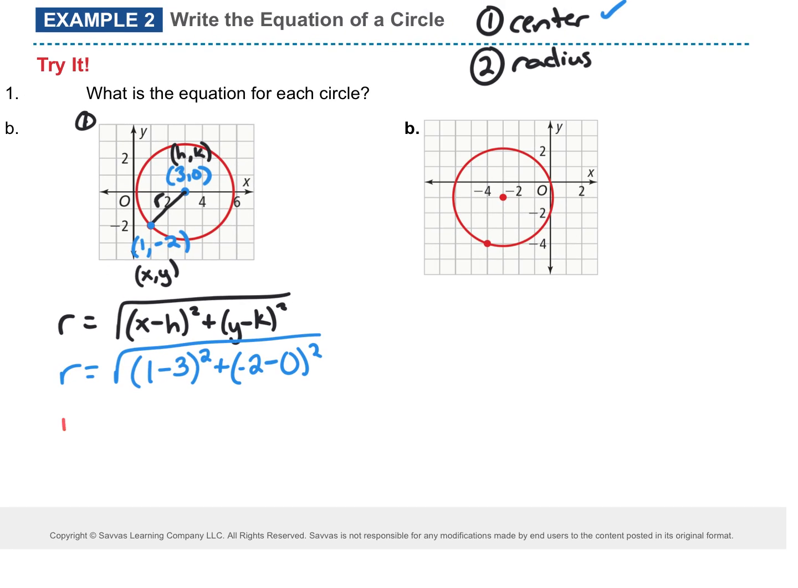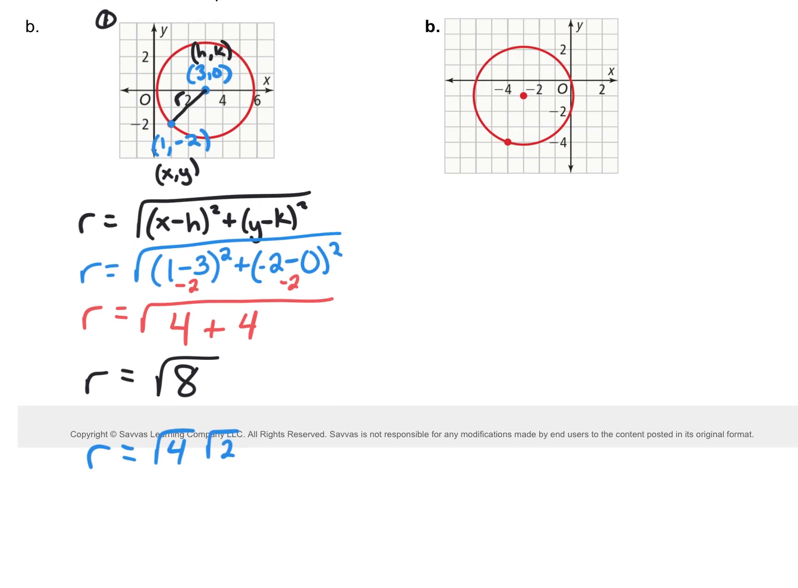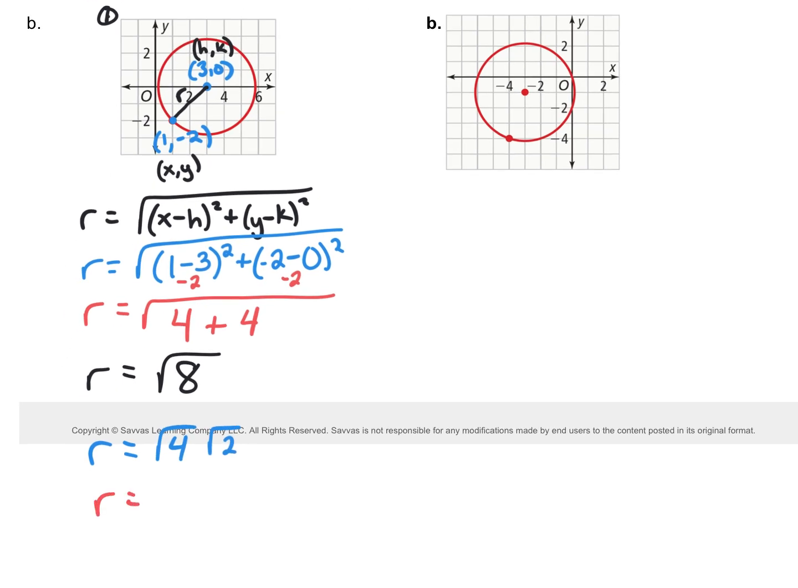Now we evaluate. What's 1 minus 3? -2 squared? 4 plus -2 minus 0? -2 squared is 4. What do I do with this now? 4 plus 4 is 8. Can I leave it in this form? We can simplify, right? Always simplify when you can. What's a perfect square that goes into 8? 4 and 2. And then what is the square root of 4? 2. So we have 2 square root of 2.